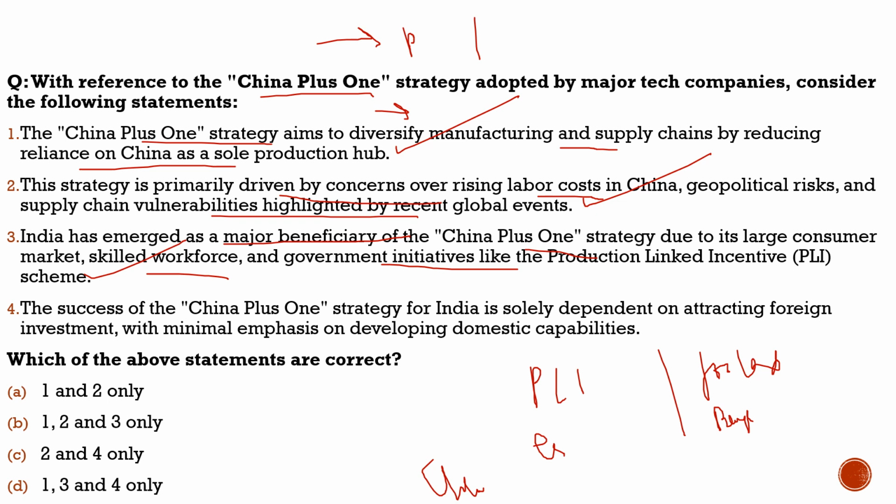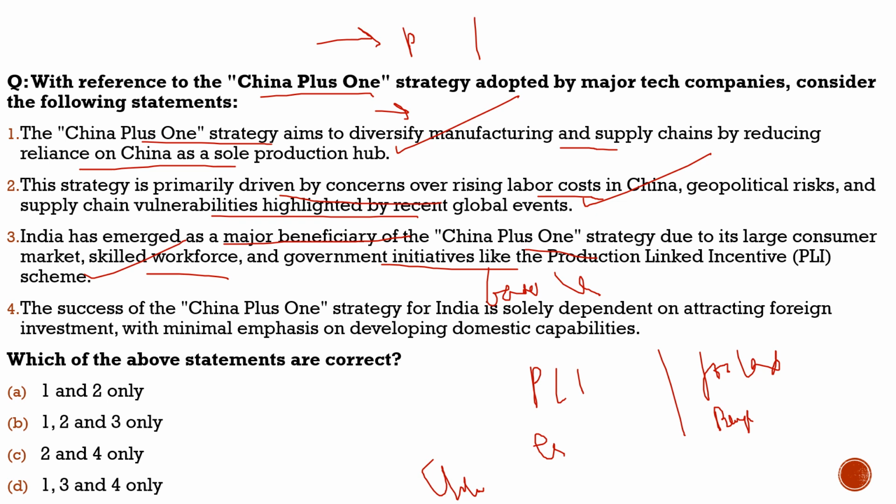Because of this scheme, we attracted Foxconn, which is developing phones in India. And with respect to the PLI scheme, this company has got 6,000 crore incentive under the PLI scheme. So we should know how much it has attracted Foxconn to India. So the first three statements are correct.